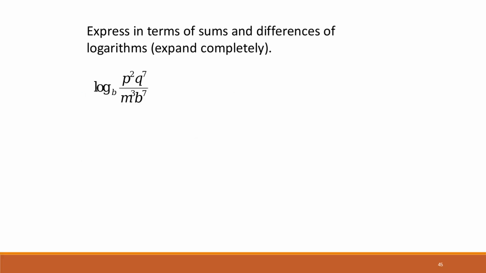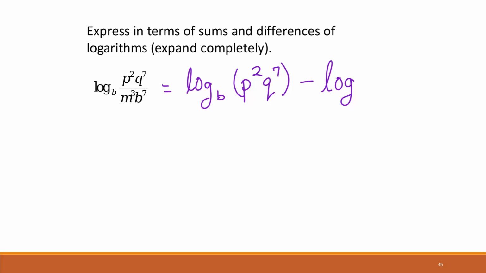So if we wanted to express in terms of sum and difference of logarithms and expand it completely, we can start by doing the division that goes here first, right? We know that this division sign would lead us to write this as log base b of p squared q to the 7th minus log base b of m cubed b to the 7th. So we can break that up further by dealing with the multiplication in each one of those logs.